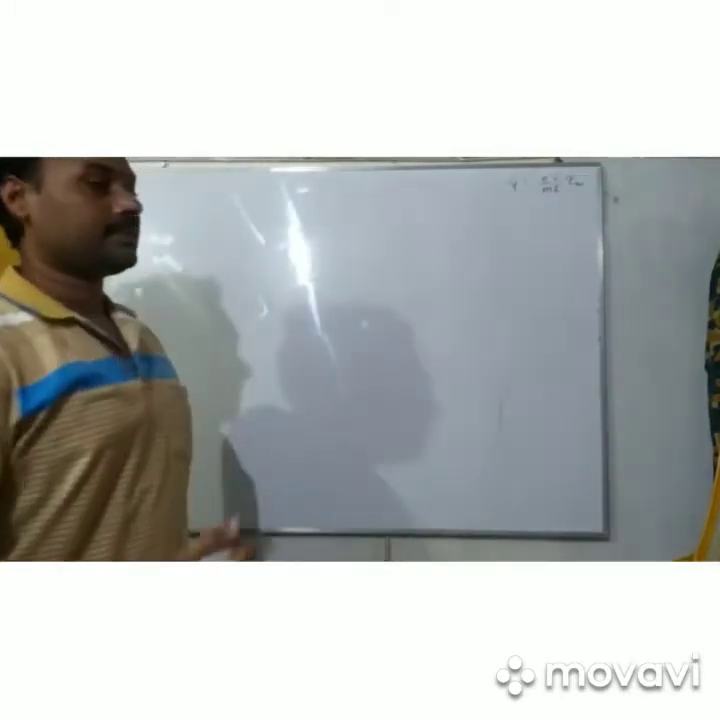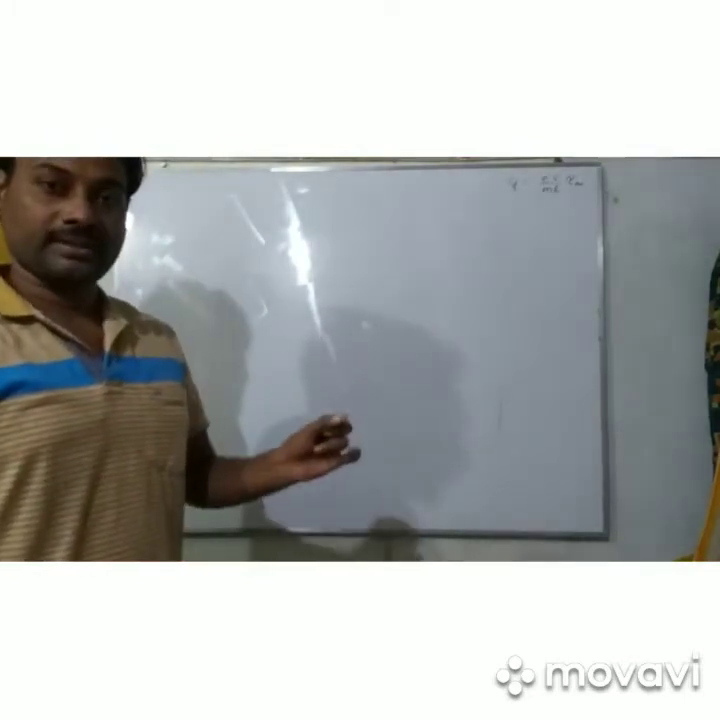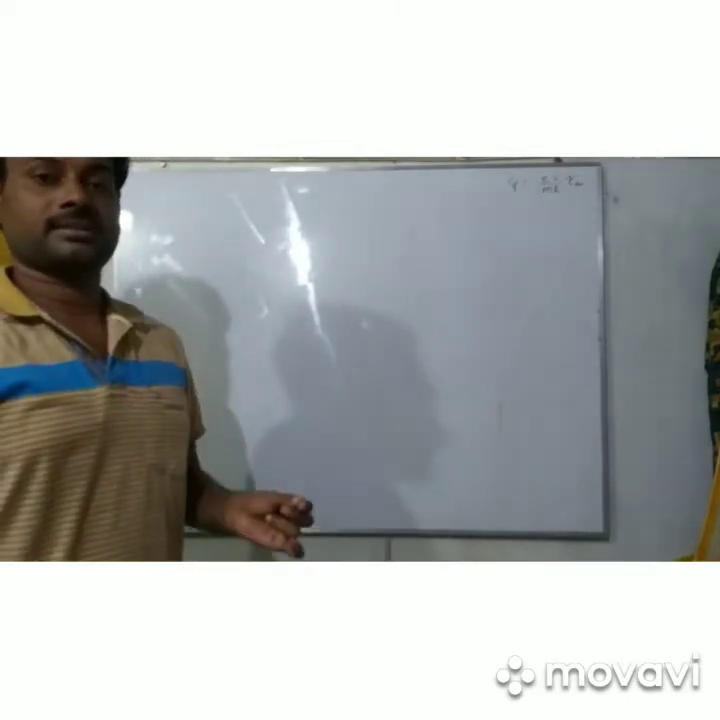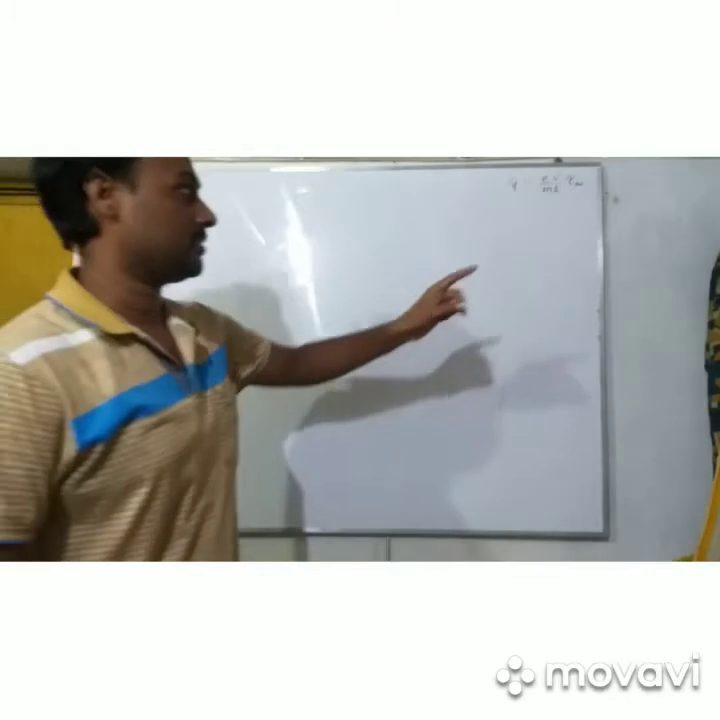What is meant by relaxation time? It is the net average time between two successive collisions of an electron. That is called relaxation time. Clear?